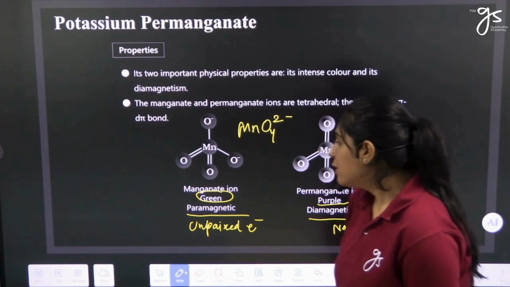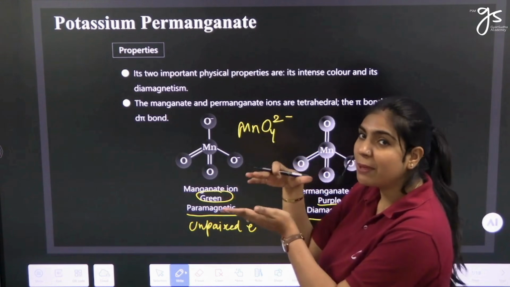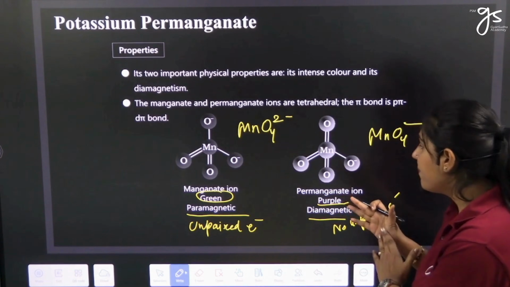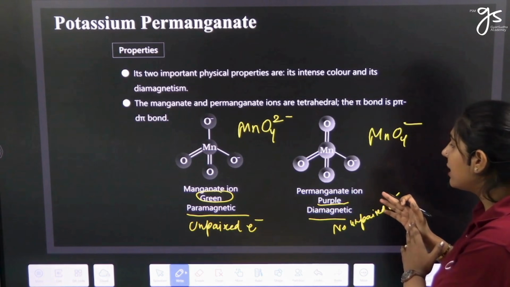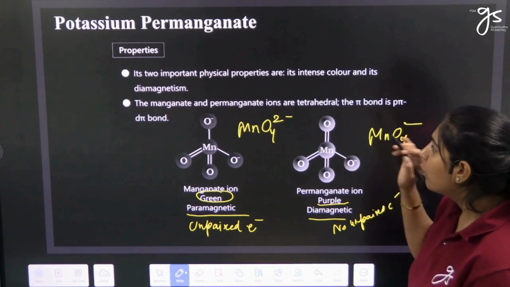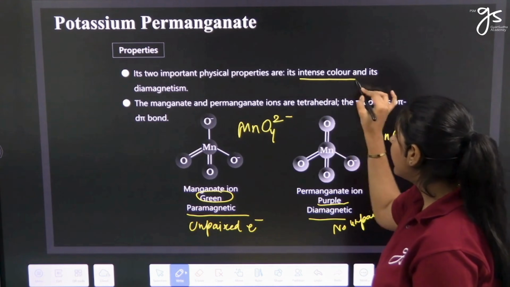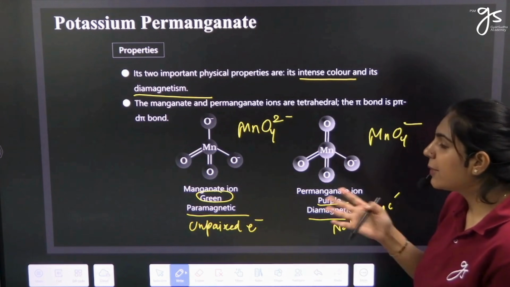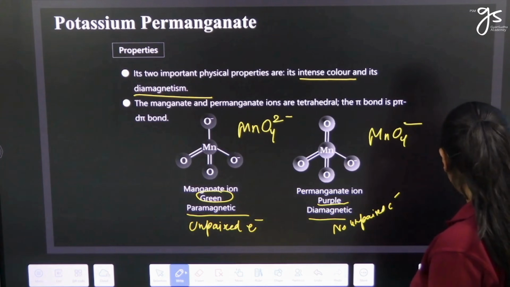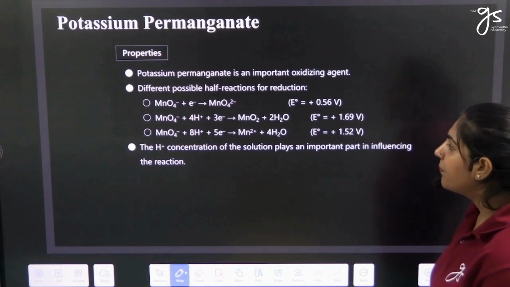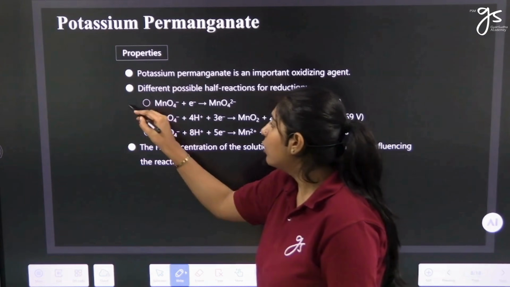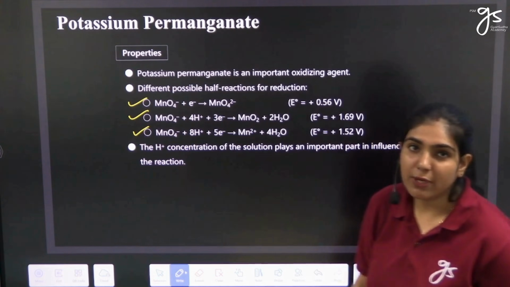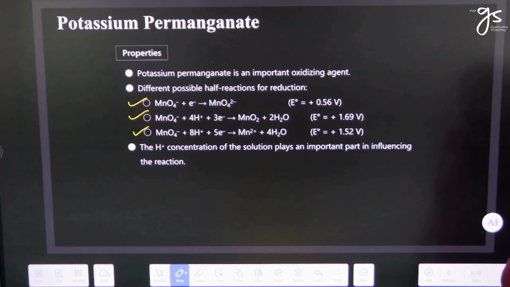So this is starting green, it switches due to the changes in the ion and the charge transfer, and becomes purple. So there are two physical properties of it: one is its intense color, that is purple, and it is diamagnetic for the potassium permanganate. Yes, and they both are tetrahedral in structure. So these reactions you can go through and you can take the screenshot for this, which are important here.